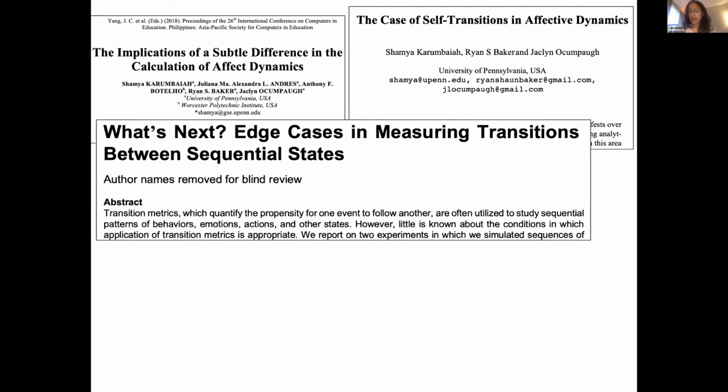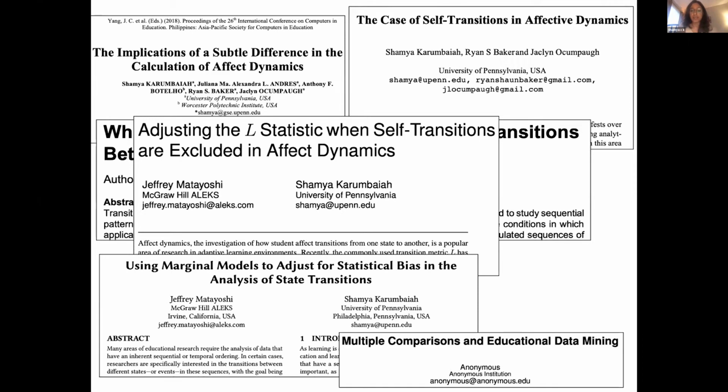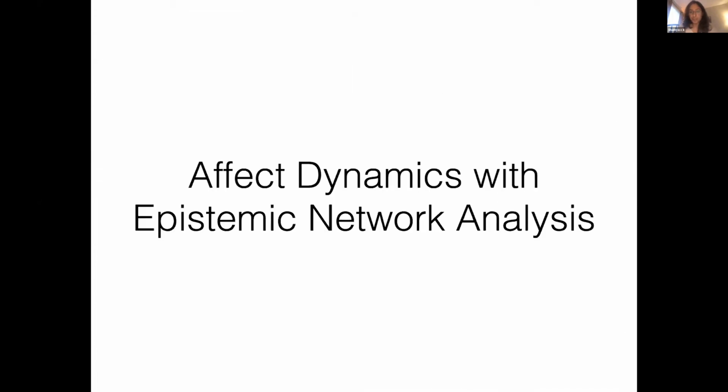All right, so since writing this paper for ICQE, we also did a bunch of other research, and we found basically a host of other issues with L statistics, including issues with high base rates, like imbalanced or skewed affect distribution, issues with shorter affect sequences, and model comparison. So now moving on to affect dynamics with epistemic network analysis.